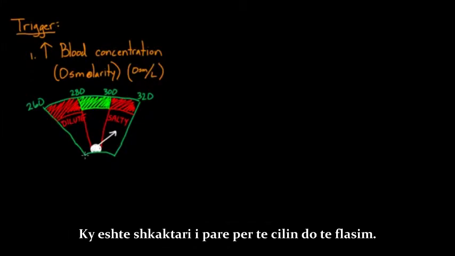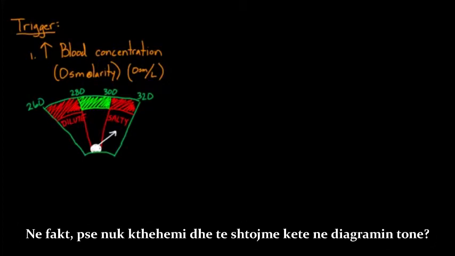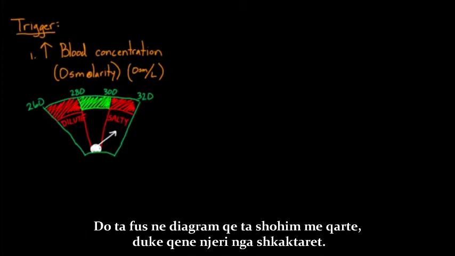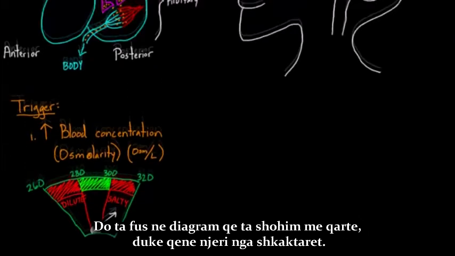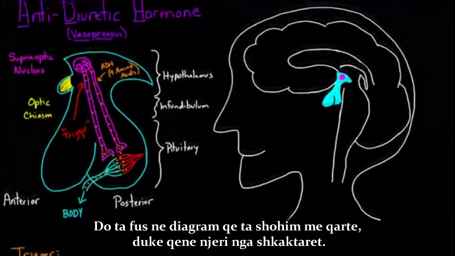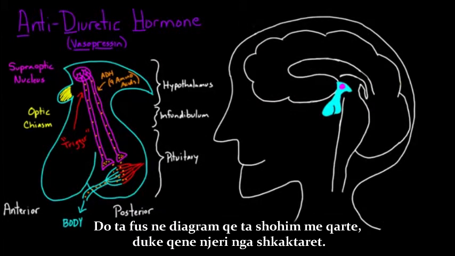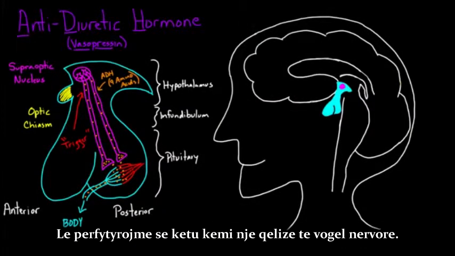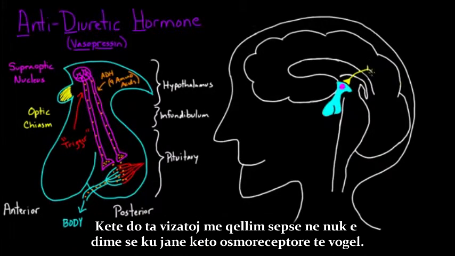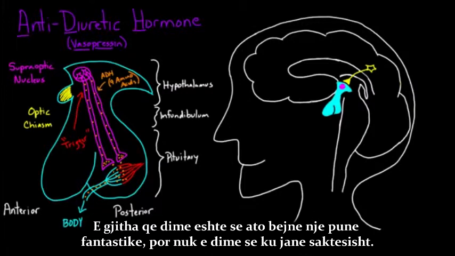So that's the first trigger that we can talk about. In fact, why don't I even go back up and add that to our diagram. So I'm going to put that into our diagram so that we can see it very clearly as being one of the triggers. So let's imagine you have right here a little nerve cell, and I'm going to draw it this way purposefully because we actually don't know where these little osmoreceptors are. All we know is that they do a fantastic job, but we don't know exactly where these osmoreceptors are.